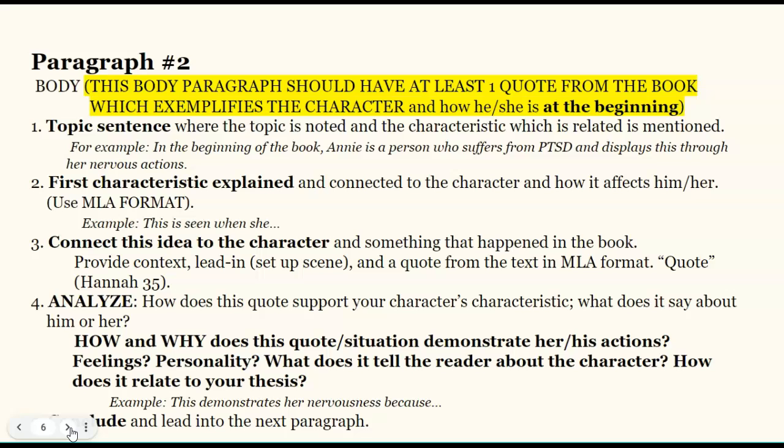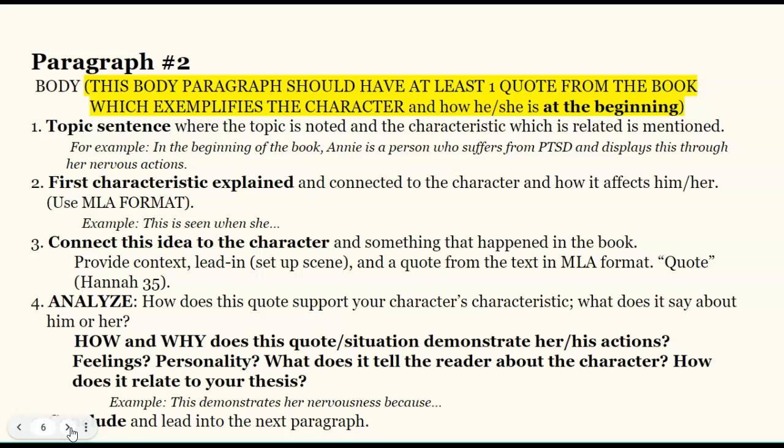Paragraph number 2. This is your body paragraph, and it should have at least 1 quote from the book which exemplifies the character, how they are at the beginning of the book, okay? So the things that should be included in this paragraph completely: first, your topic sentence. In your topic sentence, the topic is noted. The characteristic which is related will be mentioned. For example, in the beginning of the book, Annie is a person who suffers from PTSD and displays this through her nervous actions. That's just an example.